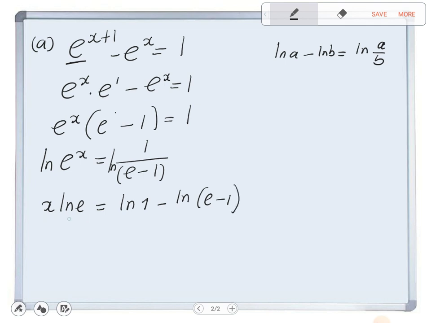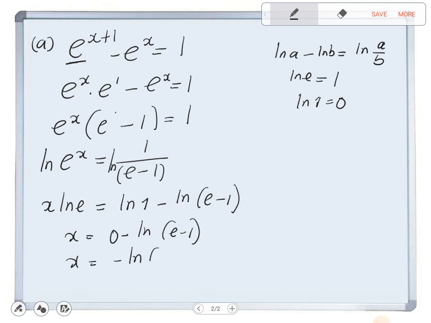Then here, what is ln e? Ln e is just what? 1. And ln 1 is just what? 0. So we need to know those properties. So we're just getting x. Ln 1 is 0. So 0 minus ln e minus 1. So x is just equal to negative ln e minus 1. And you are done.